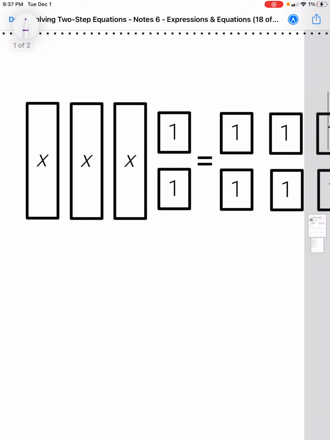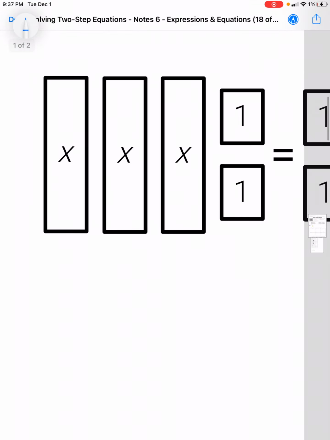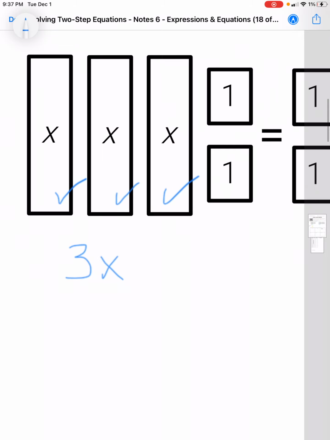All right, moving on. Next one. Okay, we're dealing with a model again. That is 1, 2, 3, and they're long ones, so it means multiplication. So it's 3x, okay?